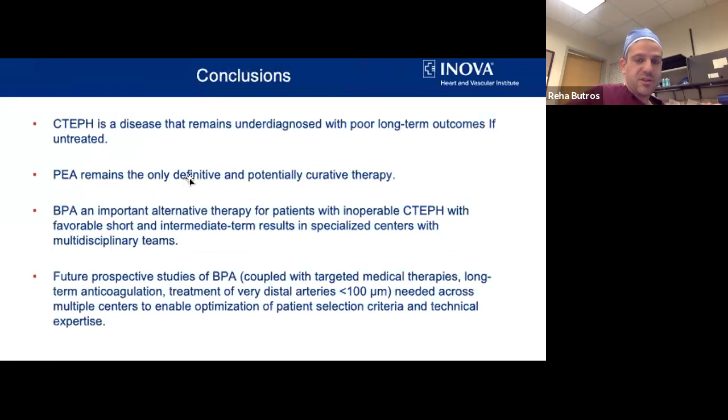So, to conclude, it's a very complex disease. It requires a lot of different fields involved: pulmonology, cardiology, CT surgery, interventional cardiology, us. PEA is still the main definitive treatment for potential curative therapy, but it's used more and works better for central vessels. For patients who are not operative candidates and have distal disease, BPA is an important alternative therapy that is a promising option and is being increasingly utilized.